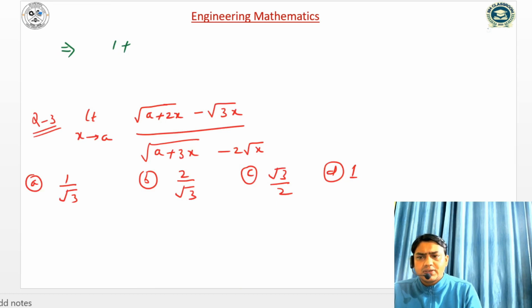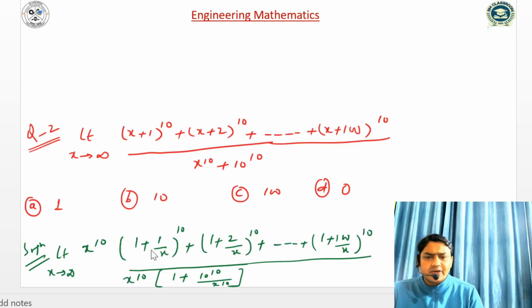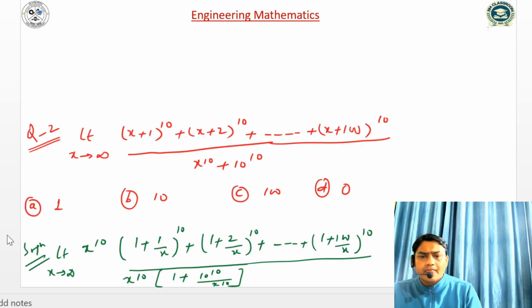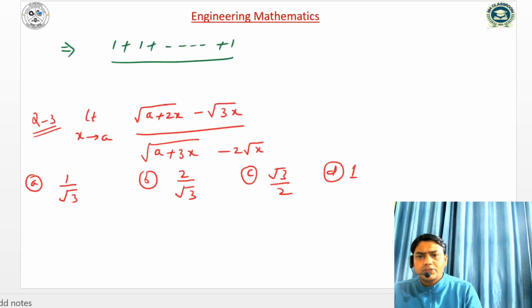Here we can see that 1 by infinity is 0, so it will be 1 plus 1 plus 1 and so on and so forth, up to 1, so the answer is 100.